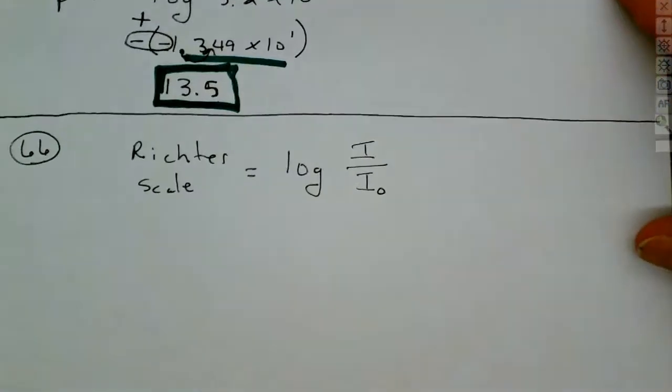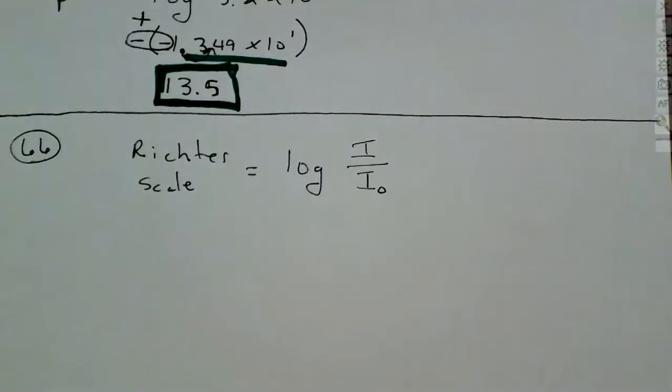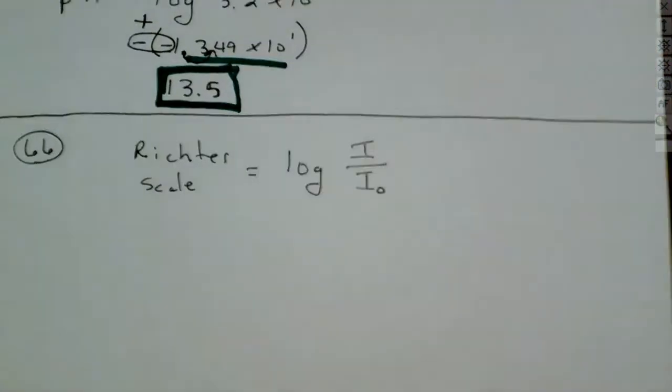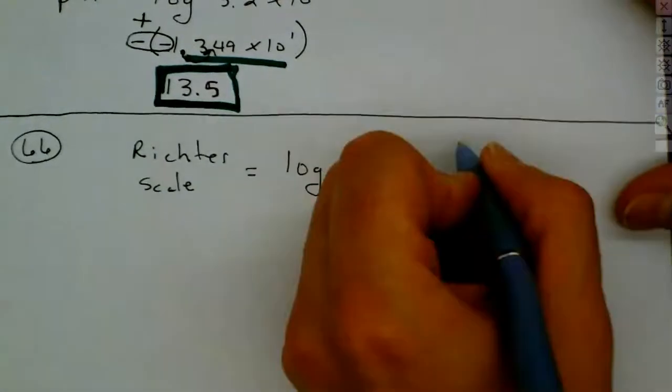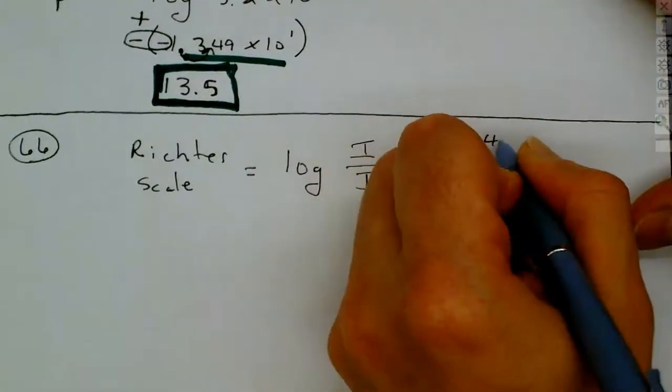We're going to look at question 66. So this is our formula. Do what now? Sorry about that. Page 486.